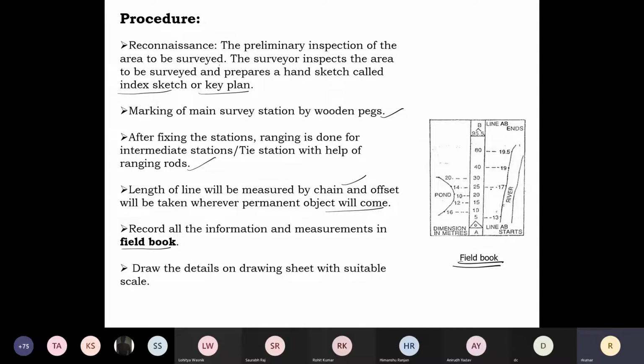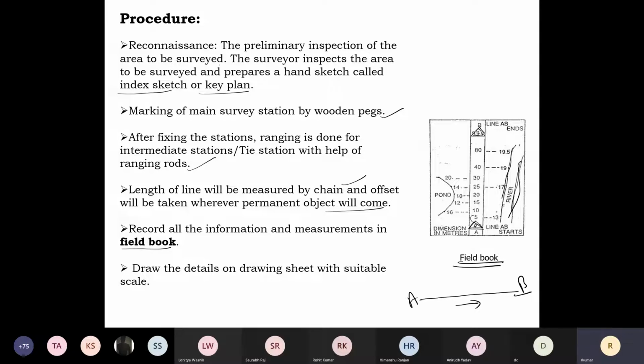See, in this field book, this is your station. Suppose this is A and this is point B. So the station is marked like this, triangle A, and this is B. So I am going in this way. Suppose you are going in this direction. At 5 meter, okay, this side is a river, and I want to locate the river position.